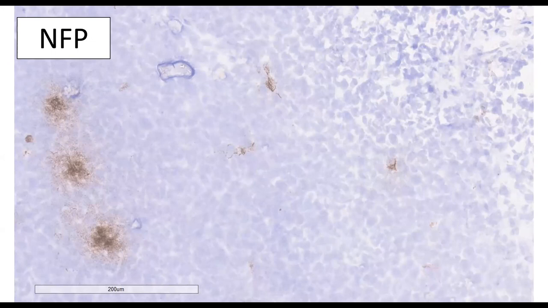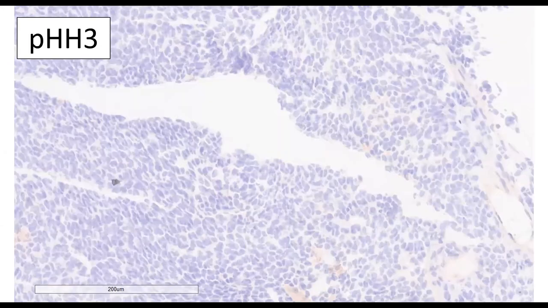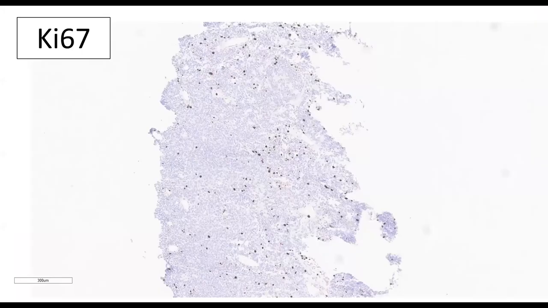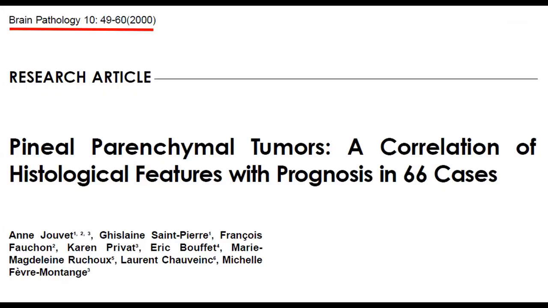I originally had this NFP with a little s, neurofilament proteins. Thought that might be confusing, so I took it out. The antibodies are usually recognizing all three, or at least two, of the neurofilament proteins. It's essentially a triple helix. Okay. PHH3, no labeling, so a relatively low mitotic index, but Ki-67 in the moderate range. All right, here we go.